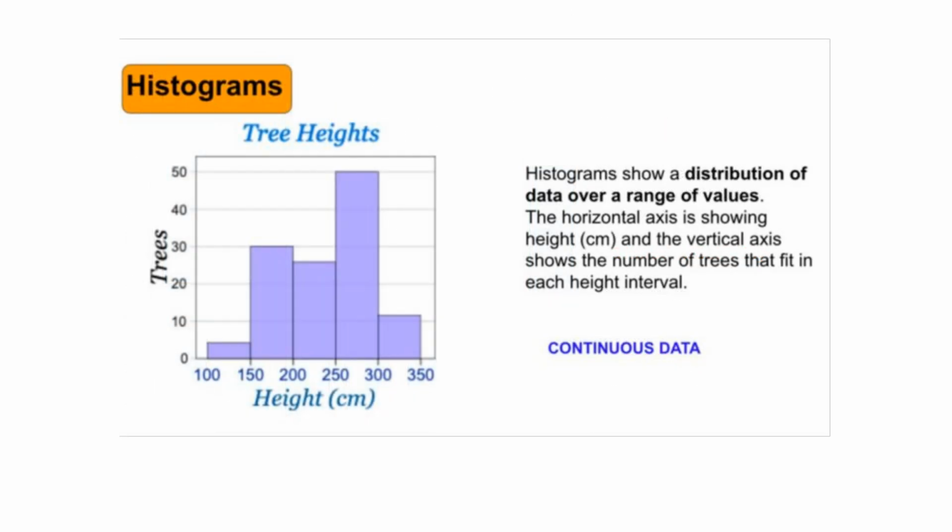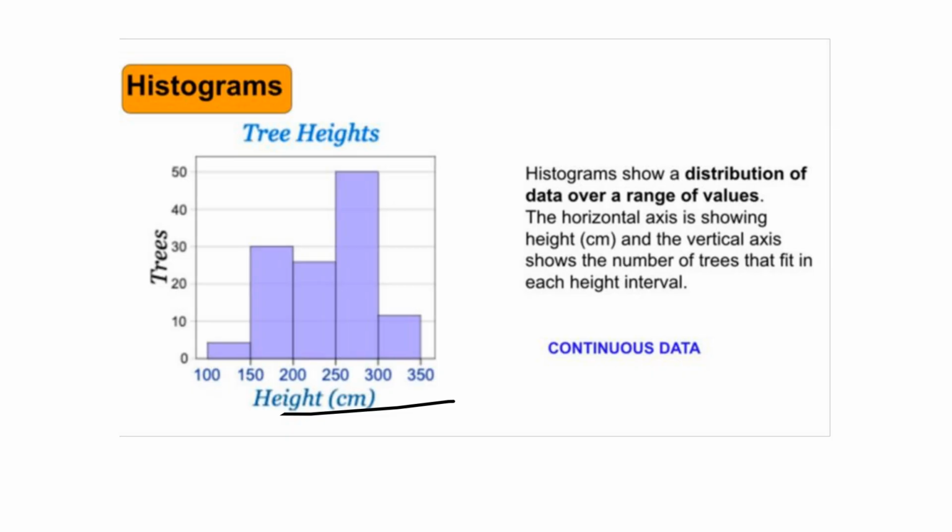Histograms show a distribution of data over a range of values. The horizontal axis, and remember the horizontal axis is the one that goes this way, shows a distribution of data over a range of values. So what it's showing us here is that every tree that's between 100 and 150 centimeters in height is included in that group. So it's a way of grouping things that have continuous data.